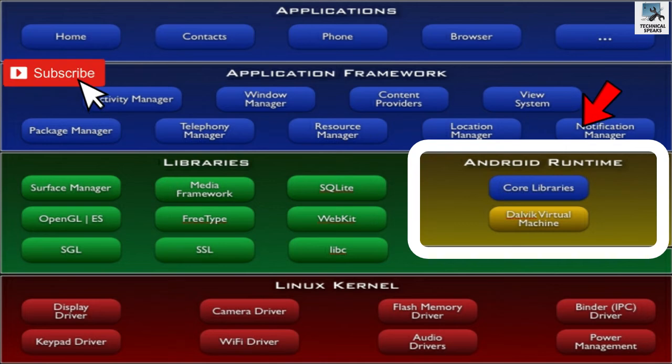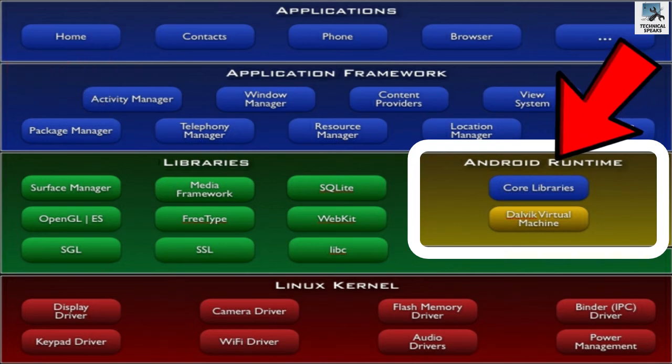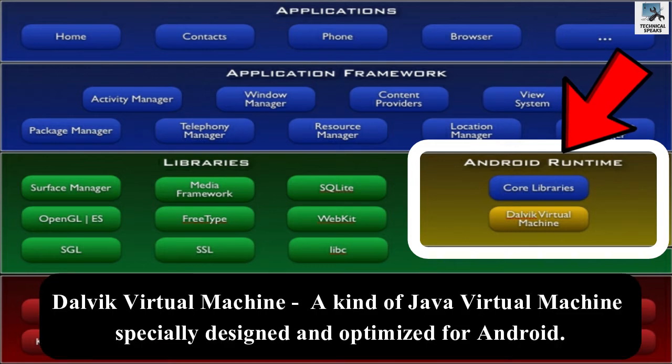The next layer we have is the Android Runtime. This is the third section of the architecture and is available on the second layer from the bottom. This section provides a key component called the Dalvik Virtual Machine, which is a kind of Java virtual machine specially designed and optimized for Android.